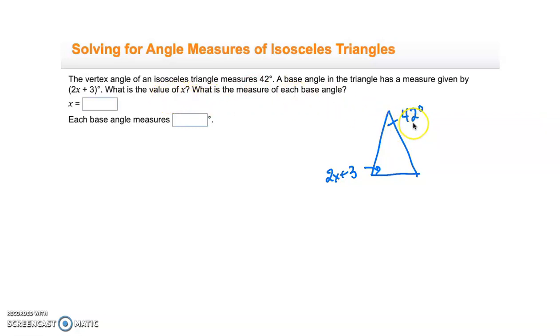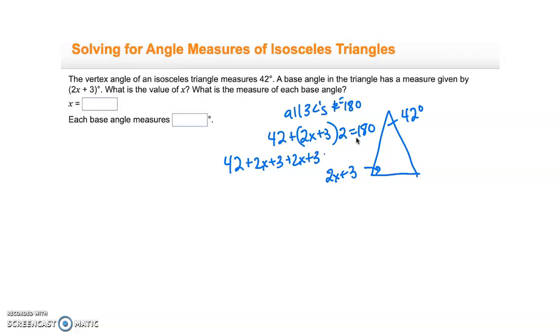Well, we're going to do the same thing we did before. I'm going to set it up, and then I want you to pause and see if you can figure this out. Remember, we know that all three angles add up to equal 180 degrees. So that's 42 plus 2x plus 3, and we've got two of those, times 2, and that's got to equal 180. Or you could write 42 plus 2x plus 3 plus 2x plus 3 equals 180. Either way, you're going to get the same answer. So I want you to pause the video, solve for x, and then solve for the base angle measure.